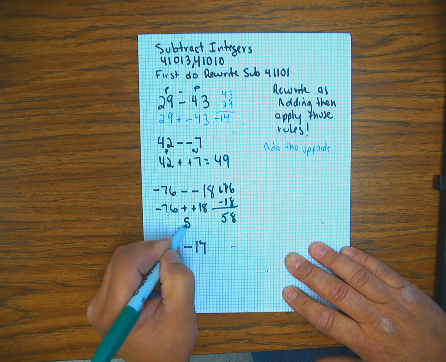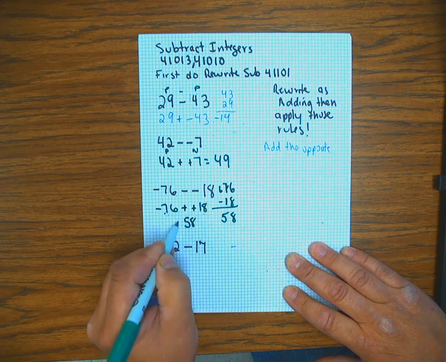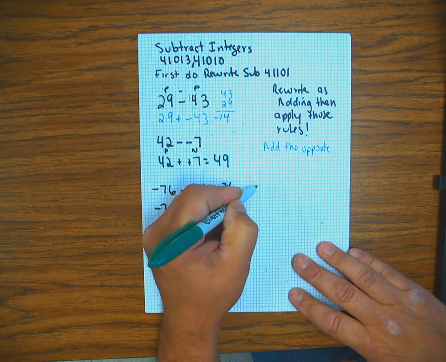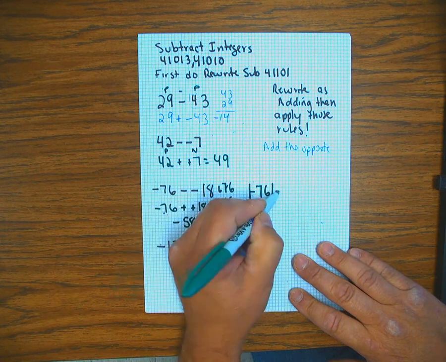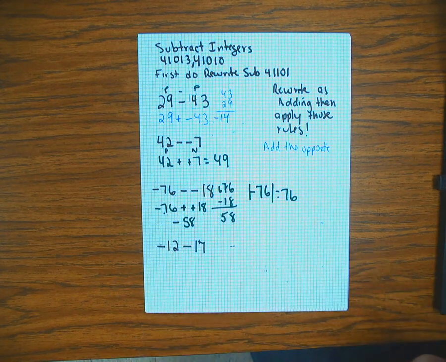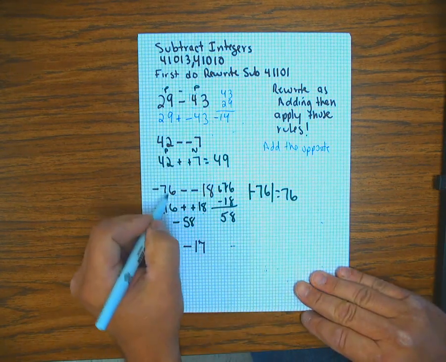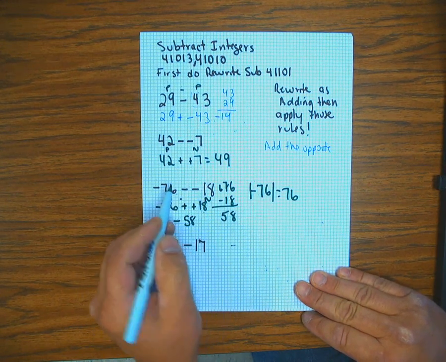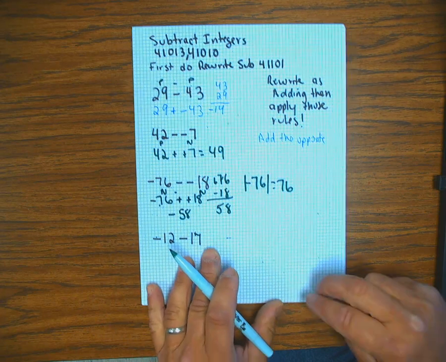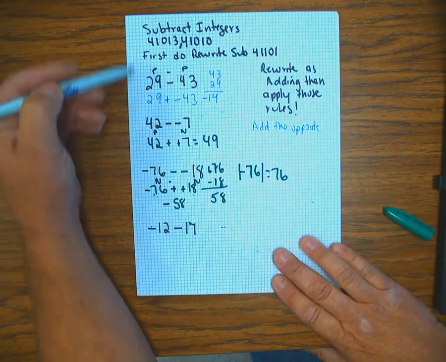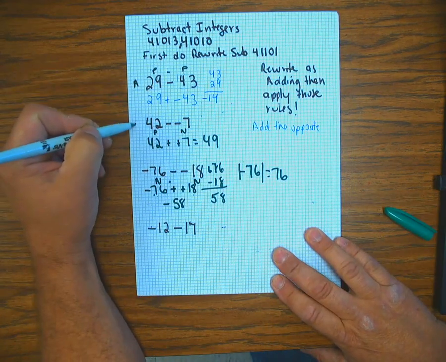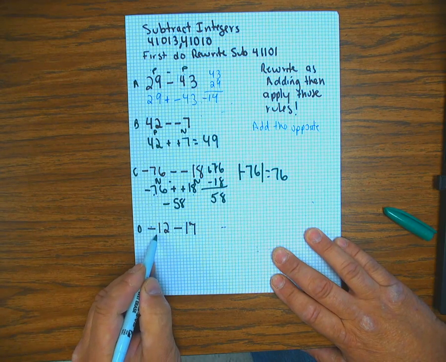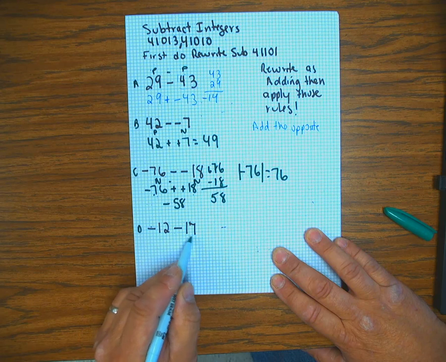That's a 58. And now I evaluate. It's a negative 58 because that's the larger absolute value. Remember, absolute value is shown like that, and it's the distance from 0. So that was a negative minus a negative instead of a positive minus a negative. And the fourth set is a negative minus a positive.